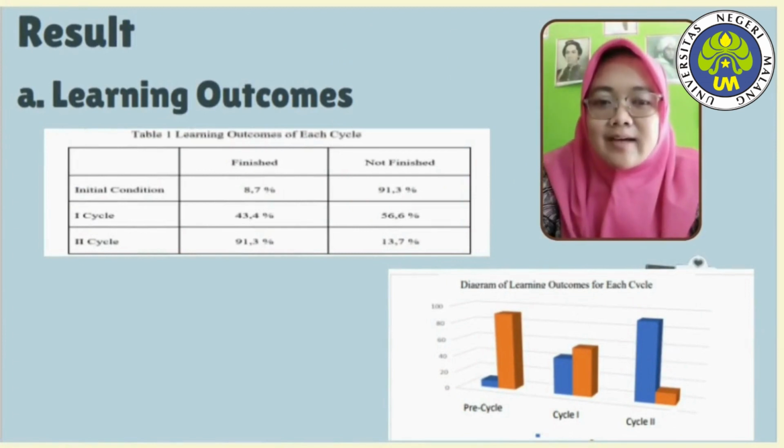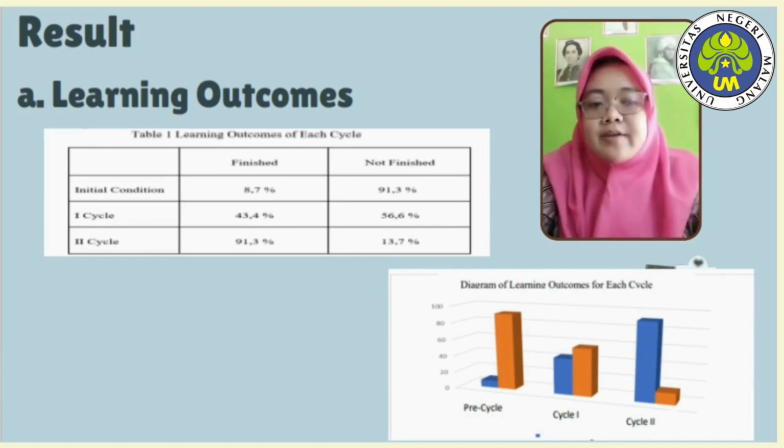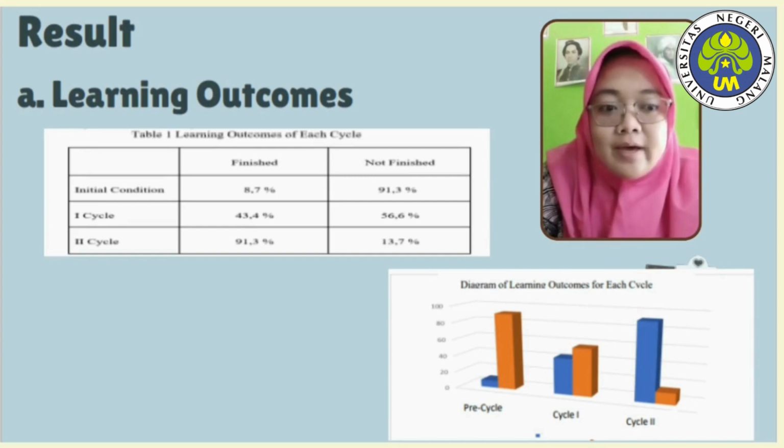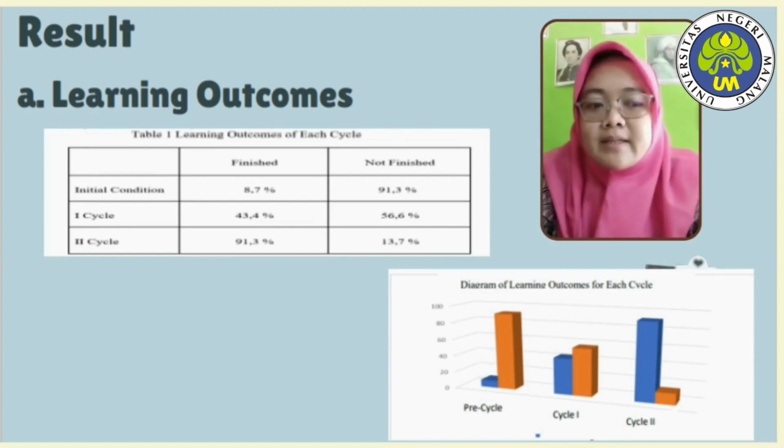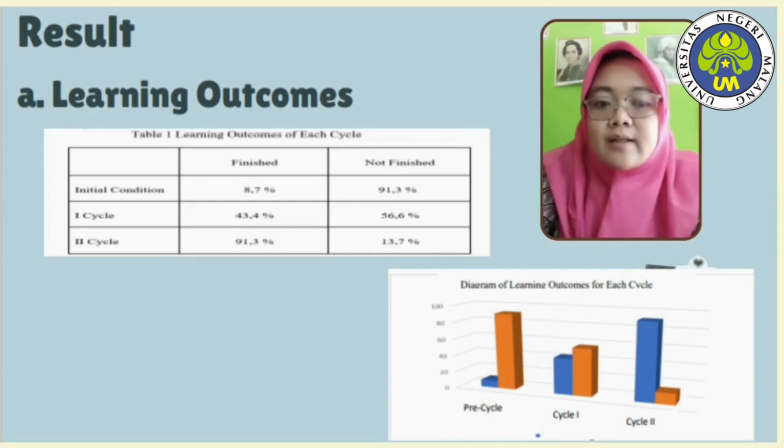A. Learning outcome. Table 1 and Figure 1 are a comparison of improving learning outcomes from pre-cycle, first cycle, and the second cycle. Observing Table 1 and Figure 1 below, it shows an increase in learning outcomes. The comparison of student learning outcomes that have been completed from pre-cycle to cycle 1 has increased by 34.7%, while from cycle 1 to cycle 2 it has increased by 47.9%.